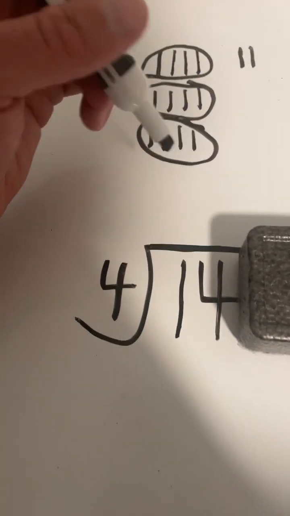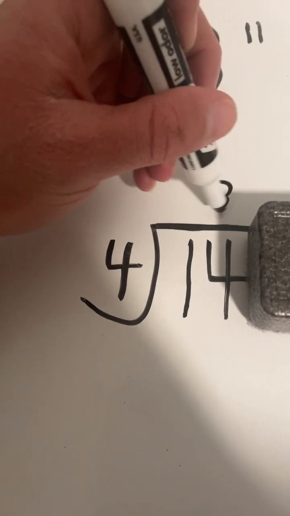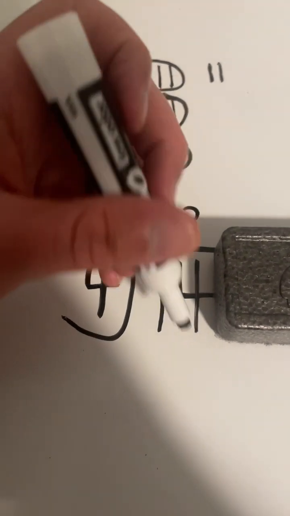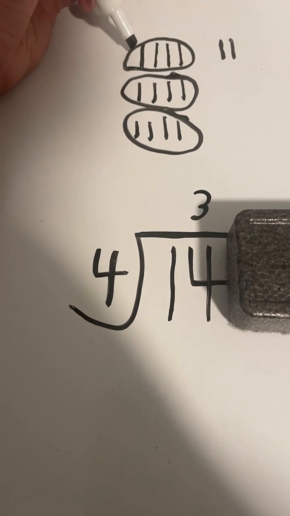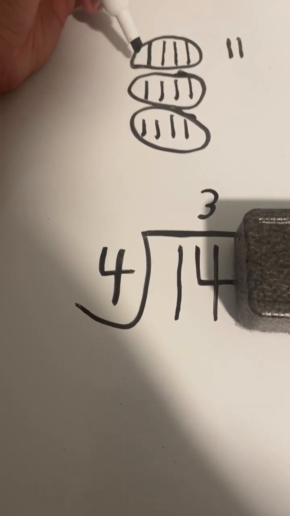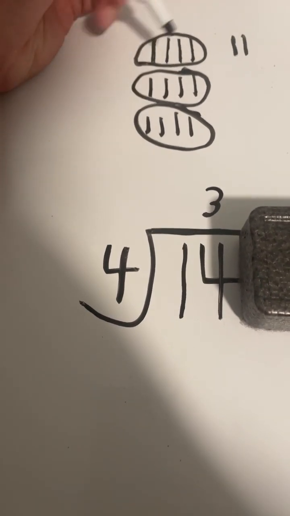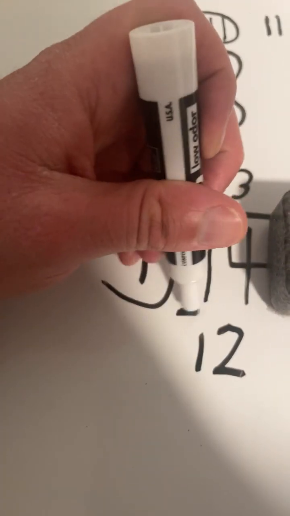So 4 goes into 14 3 times. I was able to get 3 groups of 4 within 14. Now, if you look at how many tallies I actually have within a circle, out of the 14 total tallies, 12 of them were in full groups that I circled. So we're going to do 14 minus 12. And as you can see, I have a remainder of 2.